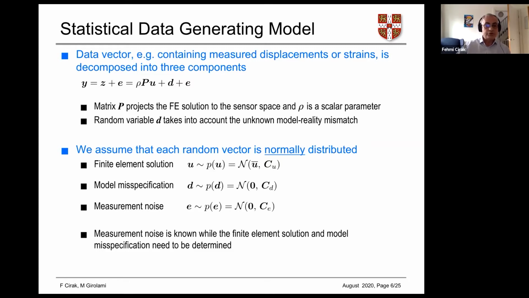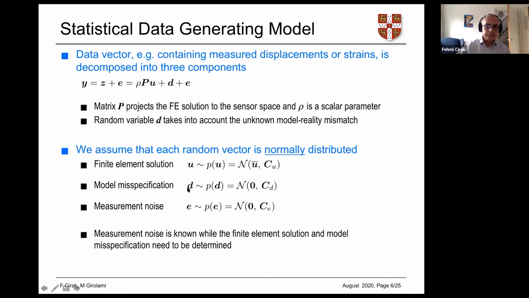So next we decompose this real system behavior Z into two components. One consisting of U. U is always the finite element solution here, and D is the model reality mismatch. Okay. And then I have here additional parameters. I have to include them for consistency, but they are not important. P is a projection matrix. This is related to essentially, if you do finite elements in elasticity, our unknowns are displacements, but usually we measure strains, right? So P maps the displacements to the strains. And rho is a scalar model parameter, which we will determine later.